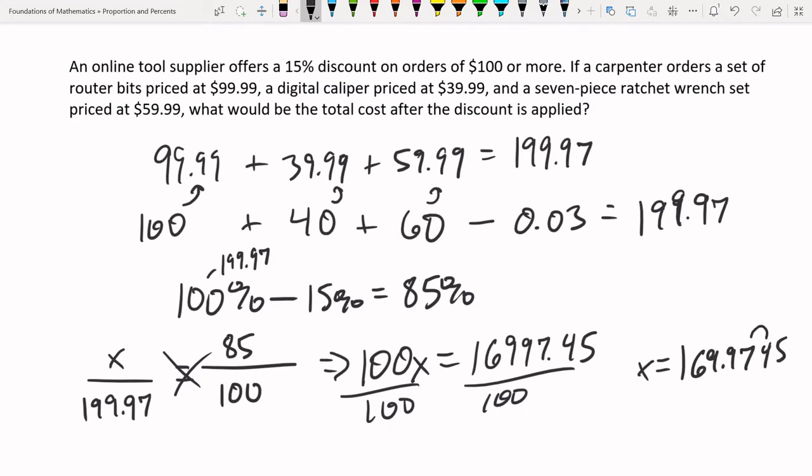169.9745. Round to this place, right? Because that's the nearest cent. So we have x equal to 169.97. And that's the dollar amount. That's a 50% discount on the total price, or around $200.